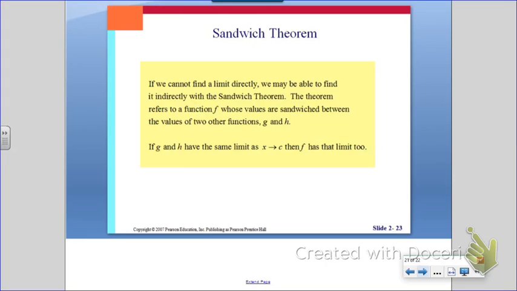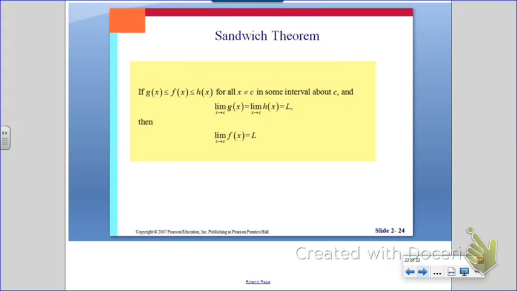Just real briefly, the sandwich theorem allows us to take a look at functions f and g, or g and h, or whatever the two functions are, and if they have the same limit as x approaches a value, then the function in between would have that limit as well. Where this comes in handy is if we don't necessarily know what the function is, but we can look at two functions that we're very familiar with, and we want to figure out what the limit would be.